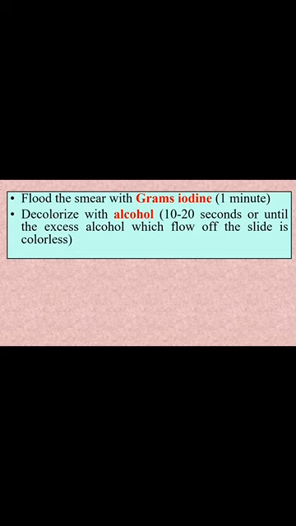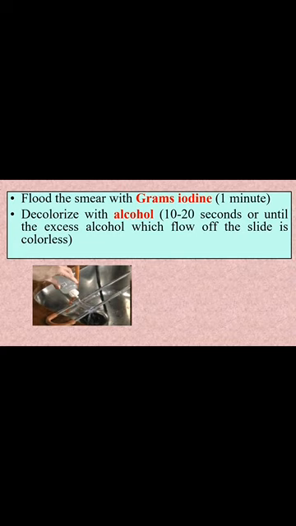Decolorize with alcohol. This is the third chemical you have to use in gram staining. Decolorize for 10 to 20 seconds or until the excess alcohol which flows off the slide is colorless. After gram's iodine, keep it for 1 minute and then decolorize with the alcohol for 10 to 20 seconds. See how to decolorize the slide with alcohol and then use lastly the counter stain.